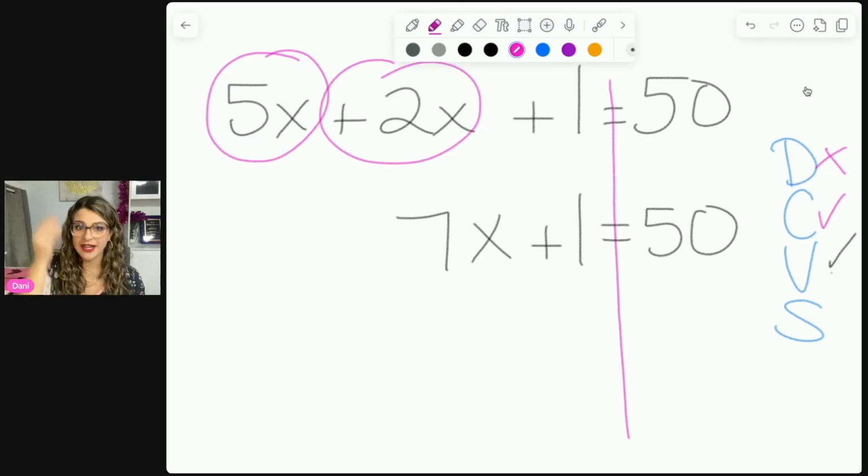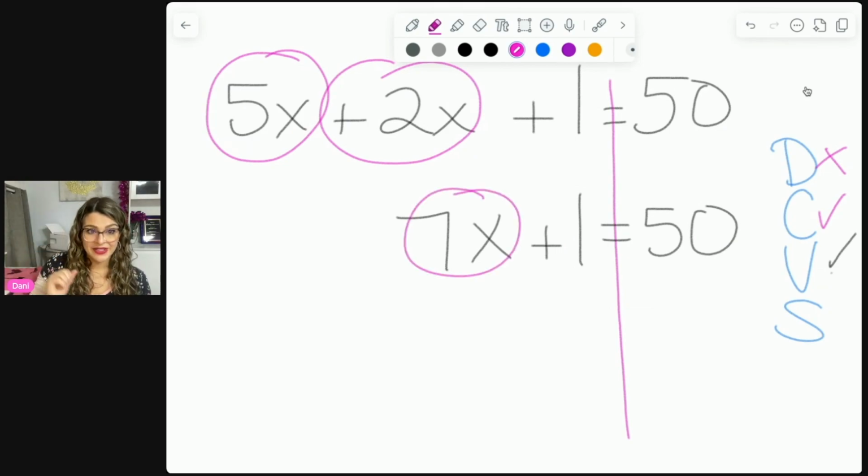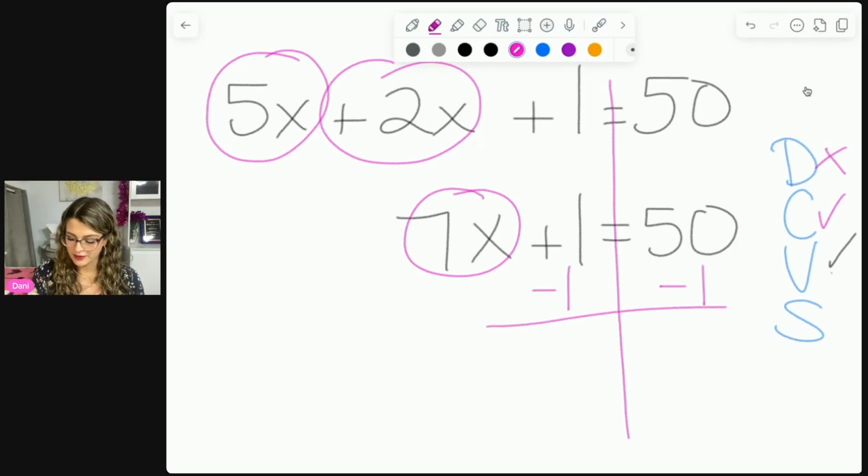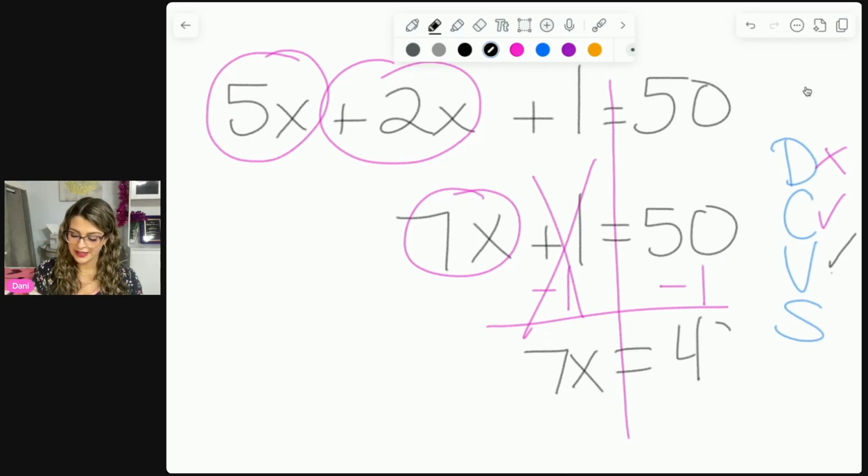So for me, I like my line down. I also like to circle my variable. And then whatever is not circled with that, I look at it, I'm like, okay, plus 1 is next to it. I don't want that plus 1. I need to do that inverse operation. So the inverse of that is going to be minus 1 from each side. That's going to cross out. Bring down our 7x. 50 minus 1 is 49.